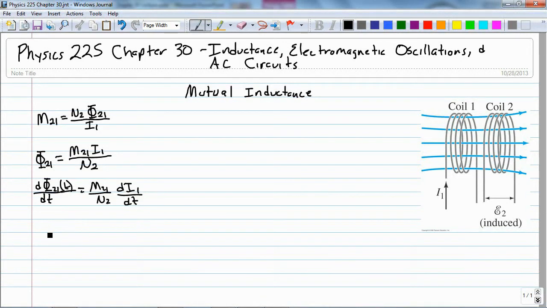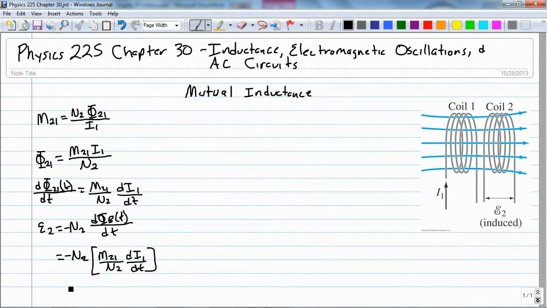And now I can say that my induced potential due to coil 2 is equal to negative N2 d phi of the magnetic field, so my flux of the magnetic field changing in time. Substitute in for the flux, and that just leaves me with my mutual inductance in coil 2 due to coil 1 times the derivative of the current in coil 1, how it's changing in time. And don't want to forget the minus sign here.